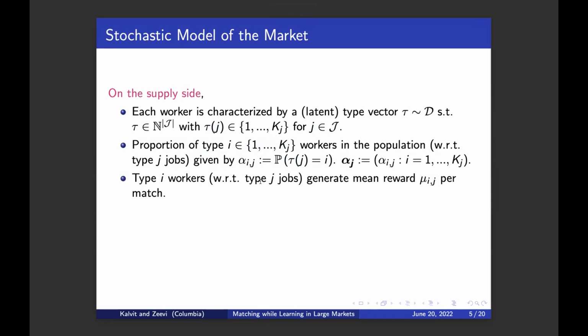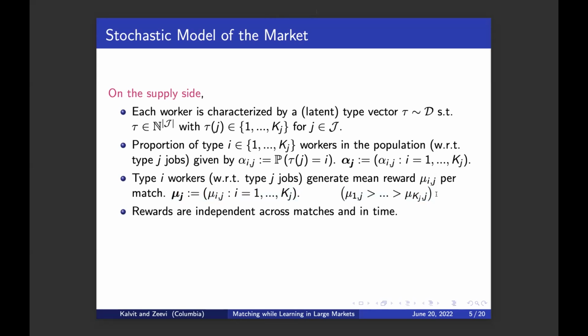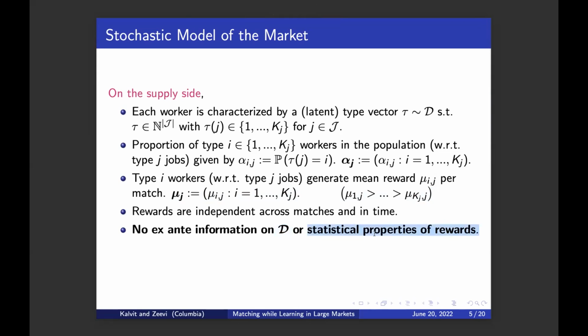We assume that type i workers with respect to type j jobs generate a mean reward of mu sub ij per match. And this is just standard notation, which I'll be coming back to through the course of the talk. Again, as is standard, rewards are independent across matches and in time. In terms of what the decision maker knows a priori, we consider a very generalized setting wherein the decision maker does not have any ex-ante information on the underlying distribution D that controls the proportion of different worker types in the population of workers, nor does the decision maker have any information on the statistical properties of the generated rewards.